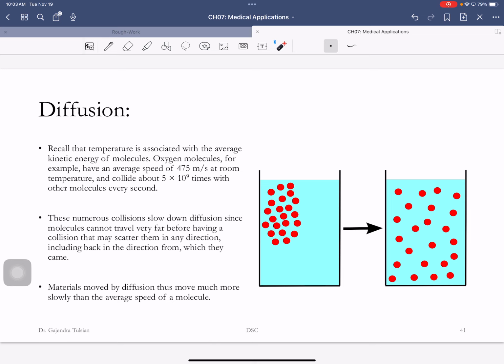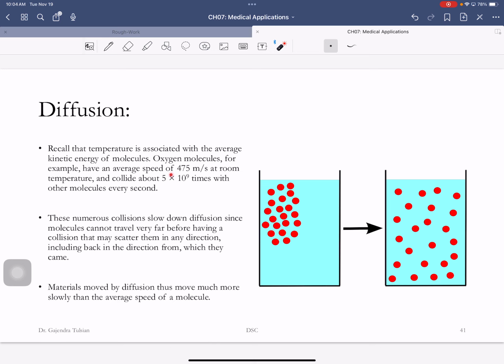So temperature is associated with the average kinetic energy of the molecule. Remember, temperature measures average kinetic energy per molecule. So in this room, for instance, oxygen and nitrogen molecules are traveling at about 500 meters per second. 500 meters is from here to Mainland High School. So each molecule here is traveling that fast. They're going from here to Mainland High School in 1 second. Of course, they don't go there because they're colliding with other molecules.